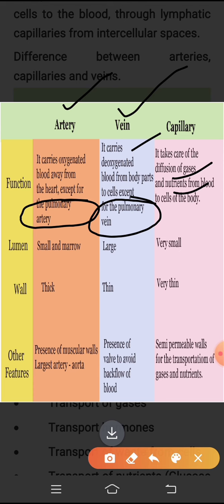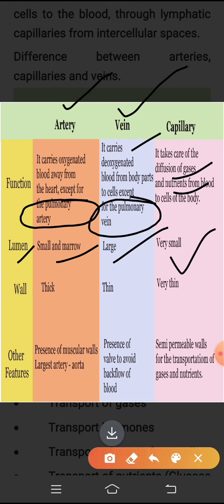So what is next? The size, lumen. What is meant by lumen? Lumen is the space between the things. Okay, so it may be the space between the tubes. So here, the size of the lumen: the size of the artery is small and narrow. The veins are larger in size. Capillaries are still smaller in size. I mean, their size is very small compared to arteries and veins.